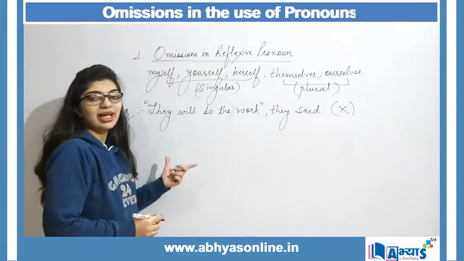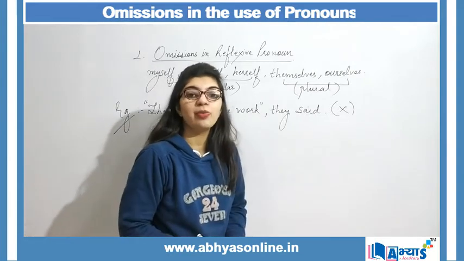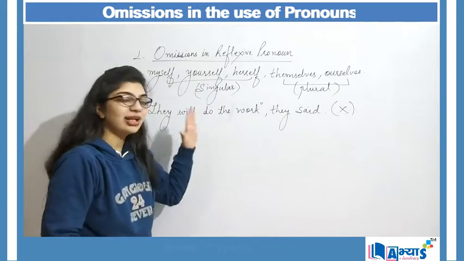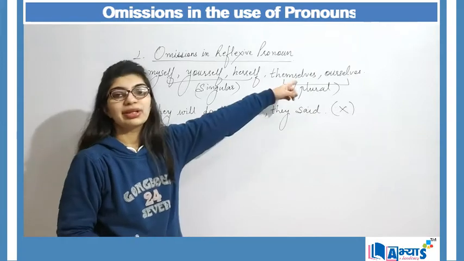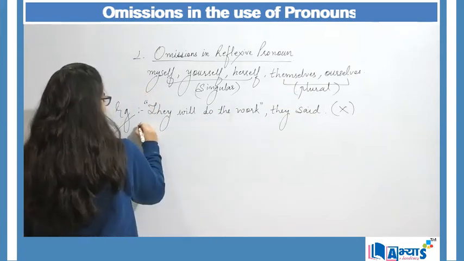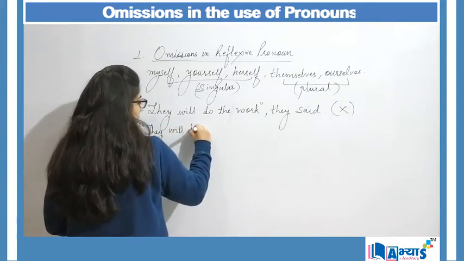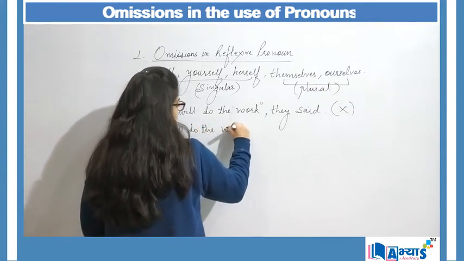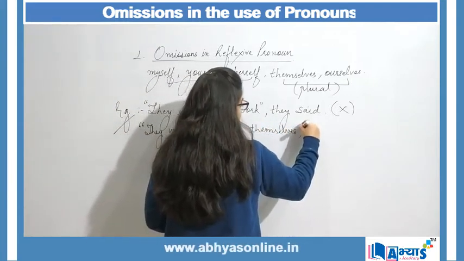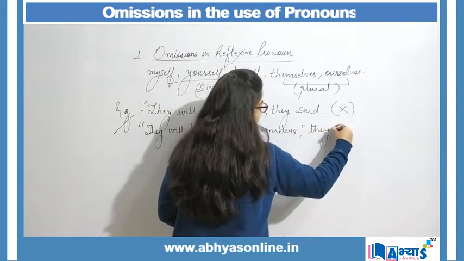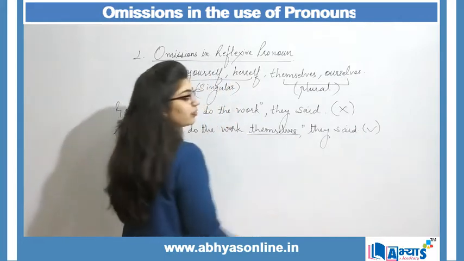Now, this sentence means that someone else will do the work, they said. But here I want to say that they are saying that they will do their work on their own. So, on their own refers to themselves. So, I will say: They will do the work themselves, they said. Now this is the correct usage of reflexive pronouns.